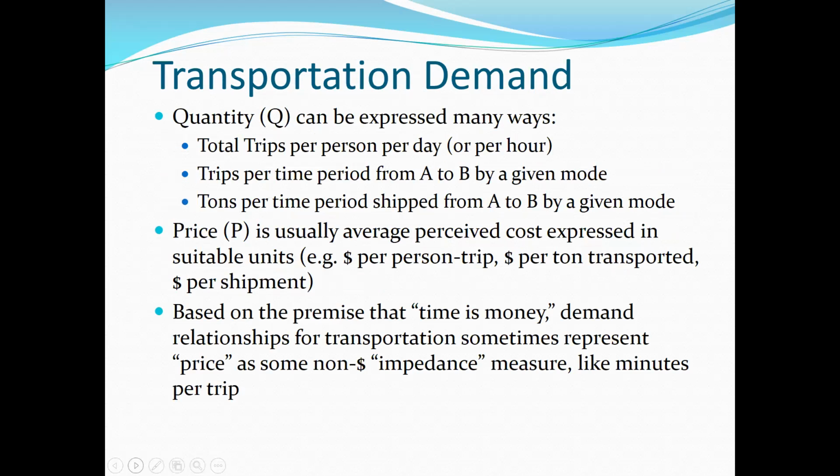So how do we actually express this demand? We can express it in terms of total trips per person per day or per hour. We do some of that, if you recall from CE 321, when we are doing traffic assignment. We try to look at total trips per person per day or per hour. We can look at trips per time period from A to B by a given mode.